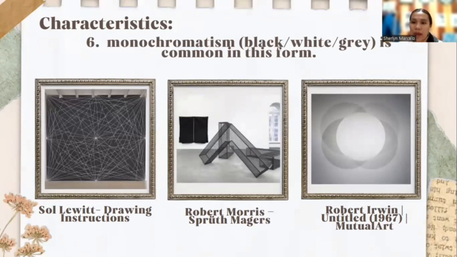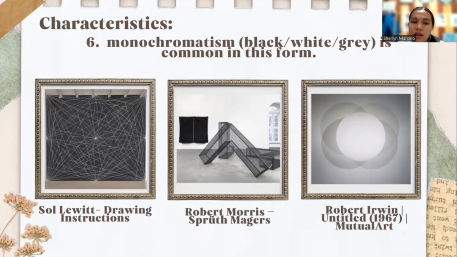monochromatism, black, white, gray. Black or white or gray is common in this form. So, madali natin ma-identify na siya ay minimalism art kapag ang kulay niya ay black and white or gray. So, karamihan kasi sa mga minimalism art, talagang black and white talaga yung kulay nila. May mga nauna akong pinakita kanina na black and white lang talaga yung kulay nila.